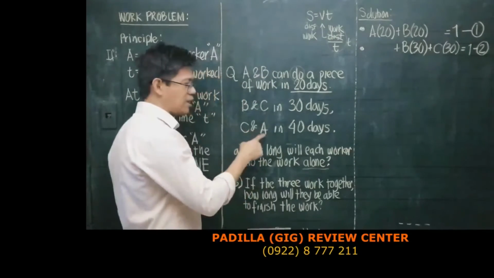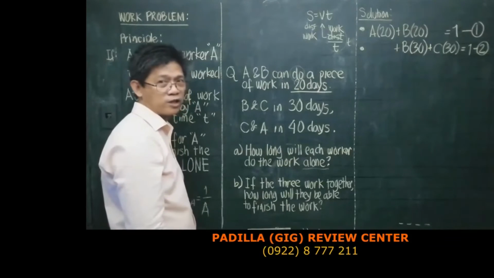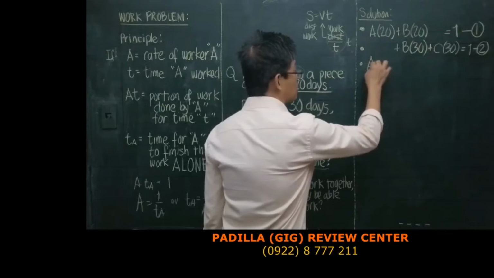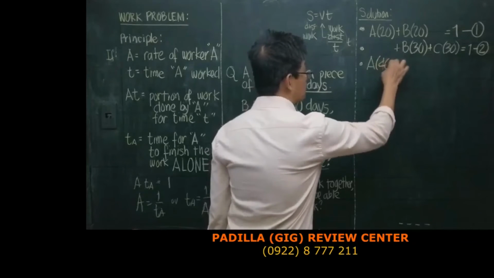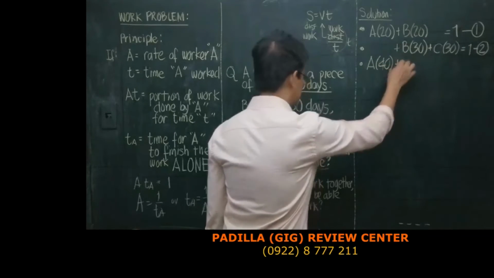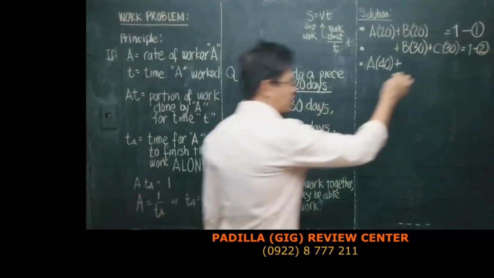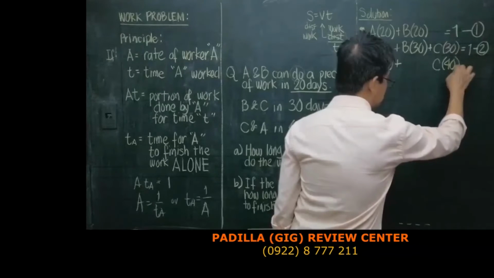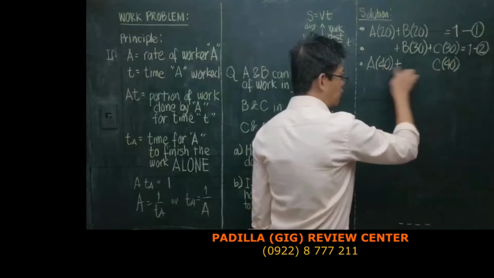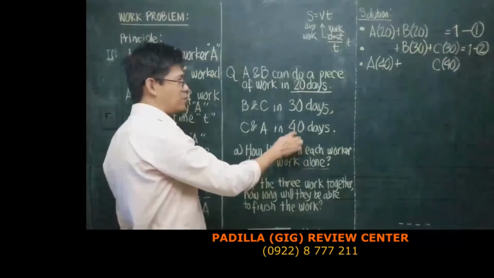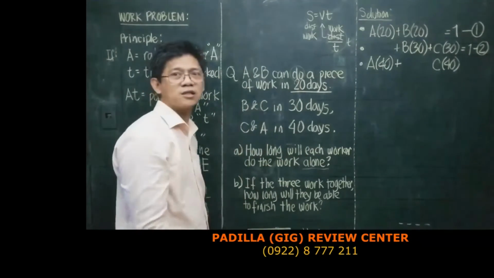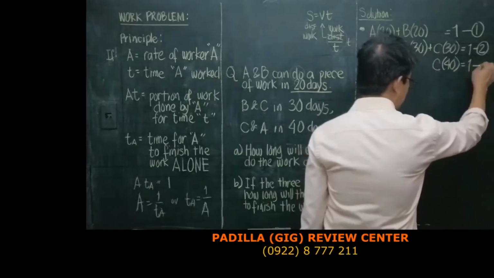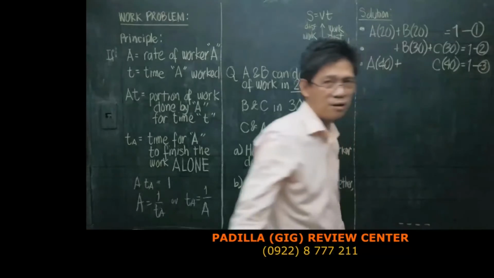Now, C and A can do it in 40 days. The contribution of A is the rate of A times the time he worked, 40 days, plus the contribution of C, which is the rate of C times the time he worked, 40 days. A and C work for 40 days, they'll be able to finish the work. So this must be equal to 1. Let me call this equation 3.